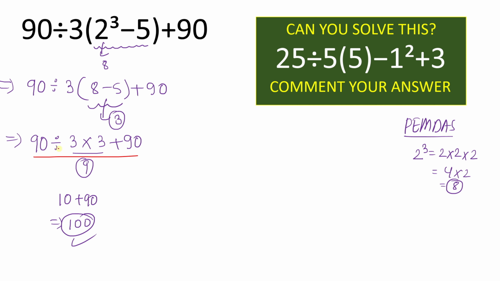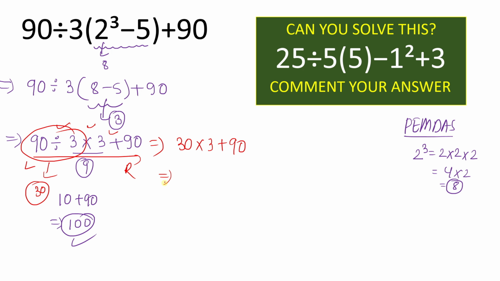Out of these we have, as we can see, division and multiplication operations and an addition operation, and out of these, the two operations have the same priority, and in that case we have to solve left to right. So first we will solve this part, which is 90 divided by 3, and this will give the result 30. So we can simply write 30 times 3 plus 90, and 30 times 3 will give the result 90 plus 90, and 90 plus 90 will give the result 180, which is the right answer for the first question.